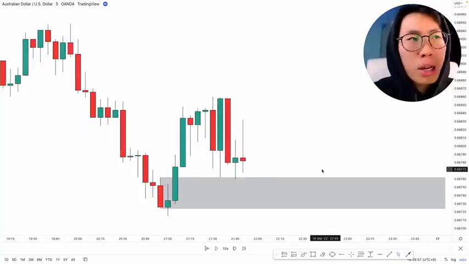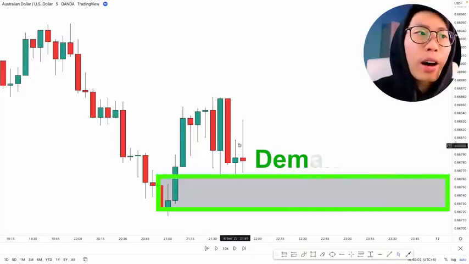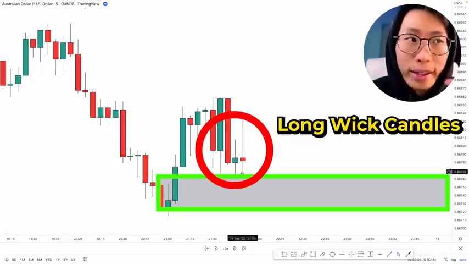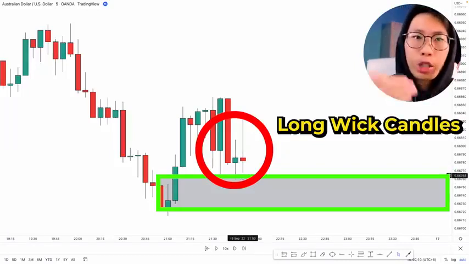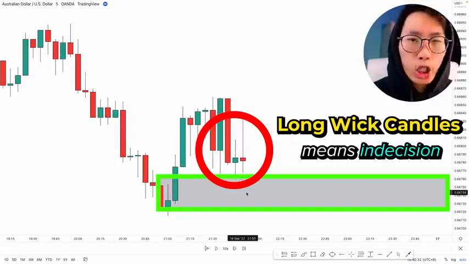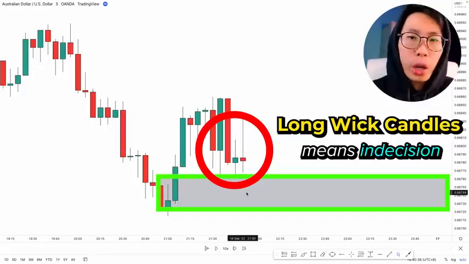So right now, you saw that price has come back all the way down here to this demand zone, and it gave us a long wick doji and also multiple long wick candlesticks, which show us that price is rejecting this demand zone and it's going to shoot back up. What do these candlesticks tell us? It tells us there is indecision in the market. It tells us that price is rejecting this area, but we cannot assume that price is going to go back up yet.